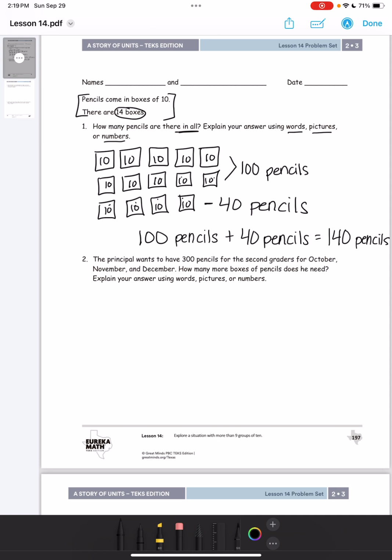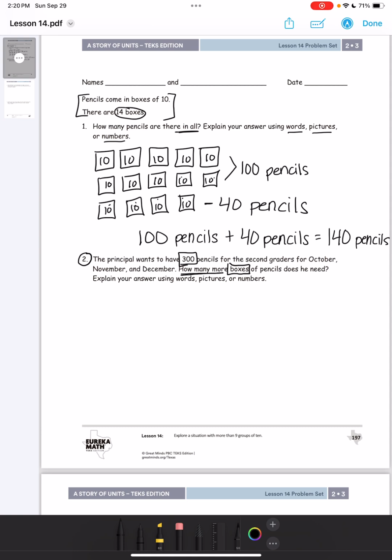Now we're going to go to number 2. The principal wants to have 300 pencils for the second graders for October, November, and December. How many more boxes of pencils does he need? So it's asking how many more, which tells me I'm comparing. And it's asking for the number of boxes, not the number of pencils. So when I find my answer, I need to make sure that I'm giving my answer in number of boxes, not number of pencils. We're starting with 140 pencils.